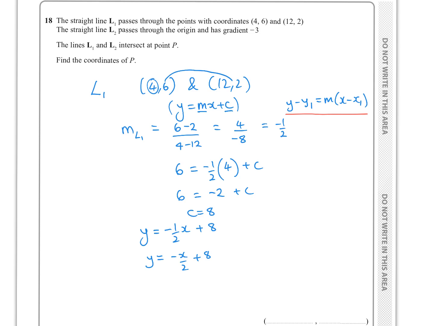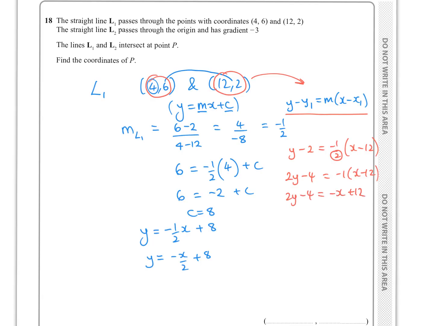Doing it the other way, you can choose your coordinate. So why don't we just choose this one, and see if it makes any difference. So we're going to have y minus 2 is the gradient, x minus 12. So times everything by 2 to get rid of this denominator here. So we're going to have 2y minus 4 equals minus 1 lots of x minus 12. So that's 2y minus 4 equals negative x plus 12.